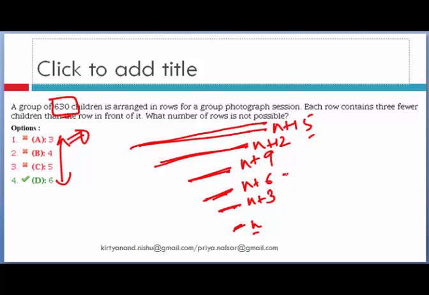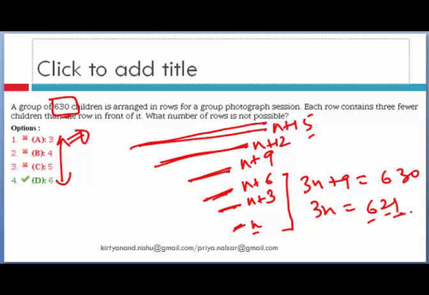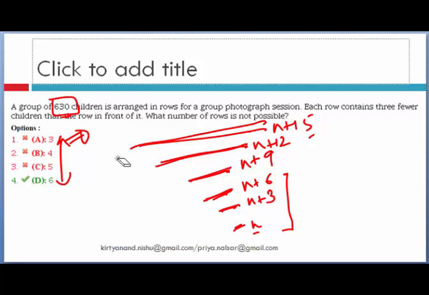So for the first 3 rows, we will see it's 3n plus 9. It should be equal to 630. Now 3n becomes 621. And 6 plus 2 plus 1 is 9. It is divisible by 3, therefore it is an integer. We are not going any further. It is done. So yes, there can be 3 rows. Therefore this is not the answer, because the question asks what number of rows is not possible.